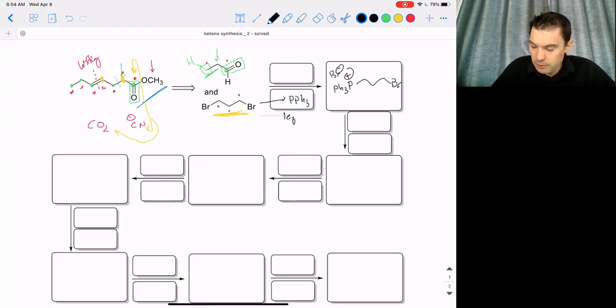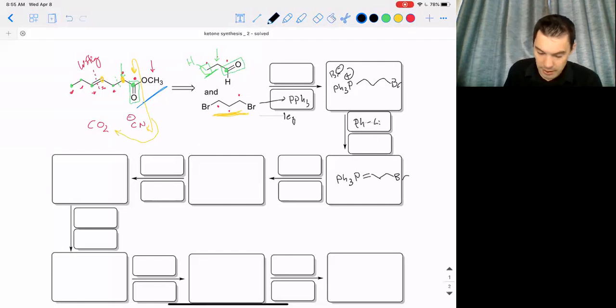Now we can deprotonate the Wittig reagent with all sorts of strong bases. In this case, I'm going to use phenyllithium, and that's going to make our ylide. And so remember, the ylide is the double bonded version of this. And then what we can do with that ylide is add in our propanal. And then we're going to crash out PPh3 oxide. And then we will have our double bond. And I'm going to make that double bond a little bit cleaner there.